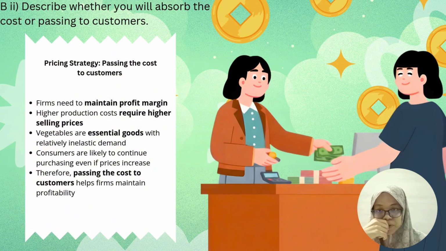Okay, so we go to question B2. Describe whether you will absorb the cost or pass it on to customers. As a vegetable seller, I decide to pass part of the increased cost to customers by increasing the selling price of vegetables. This is because higher input prices such as fuel, labor, and fertilizer increase the production cost of vegetables. If the seller continues selling at the same price, the profit margin will decrease.